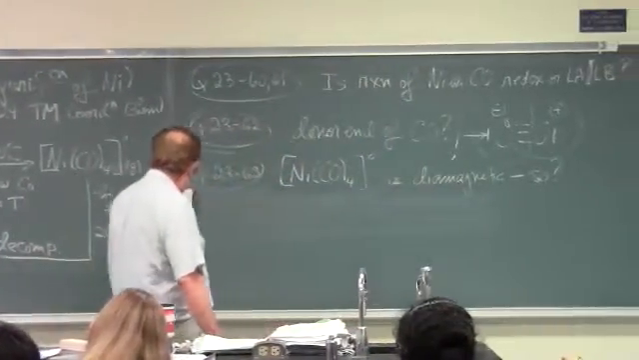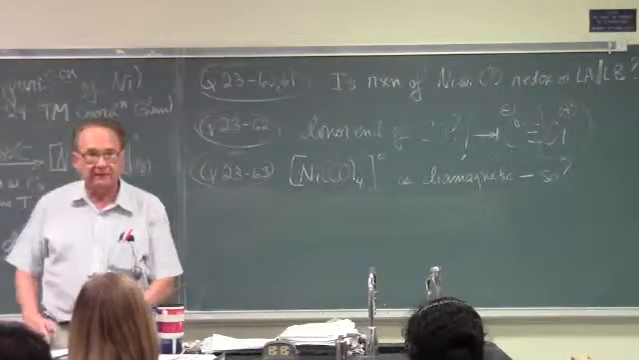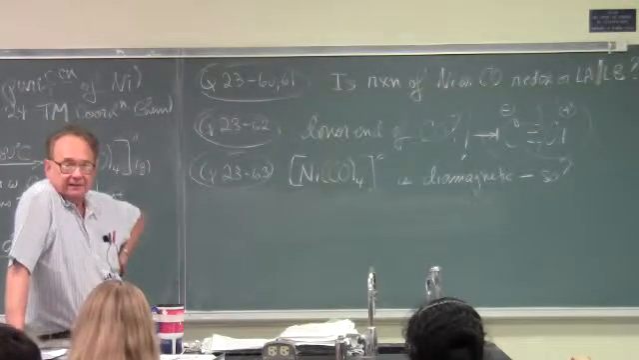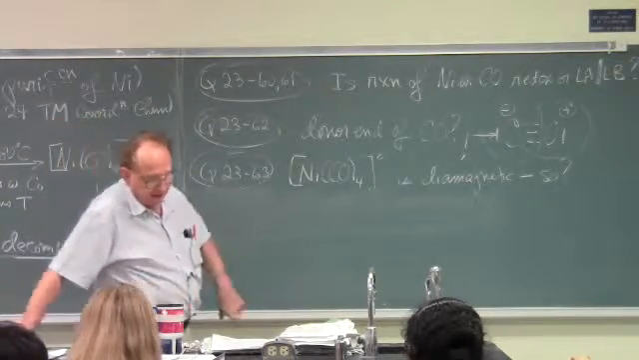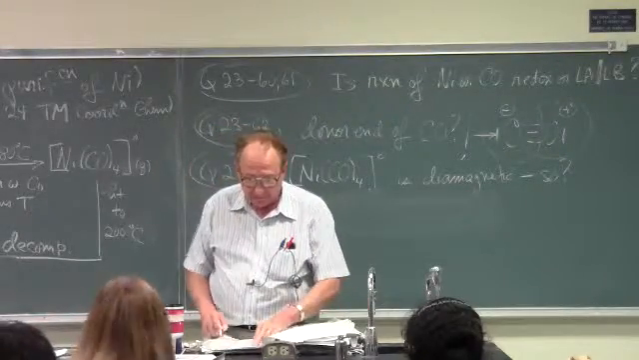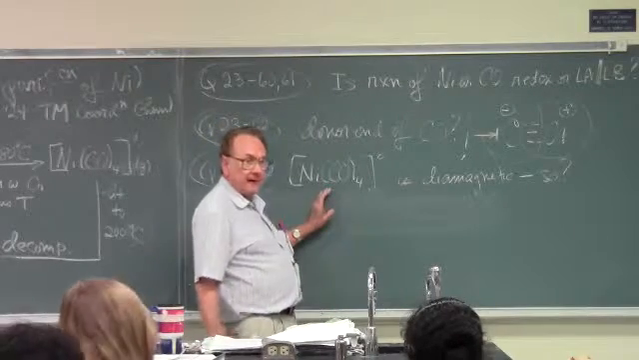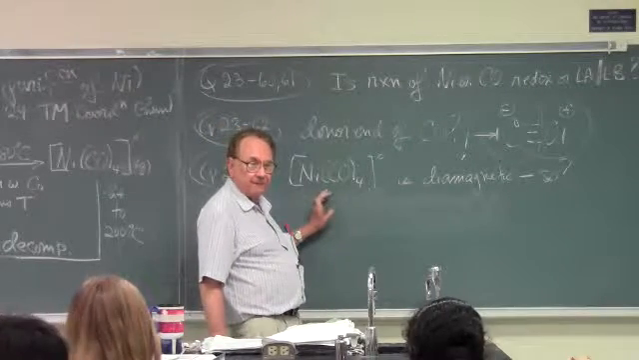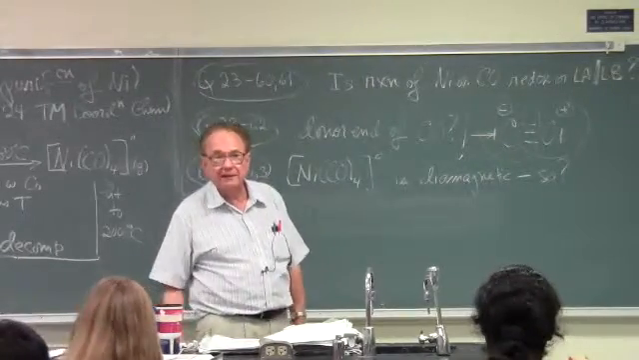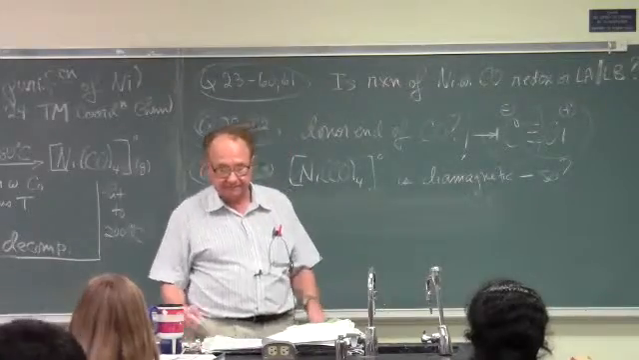Now let's talk about question 63. Nickel tetracarbonyl is diamagnetic. What's that tell us? Does it tell us anything important? Does it tell us anything about unusual bonding in this molecule? Does it tell us anything about why this molecule is stable?